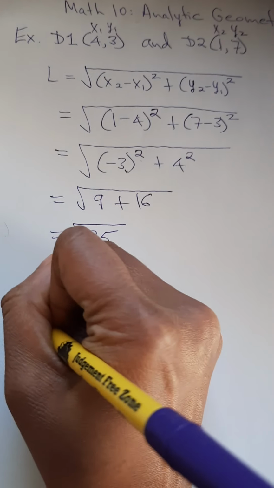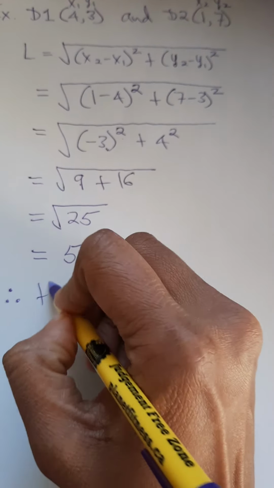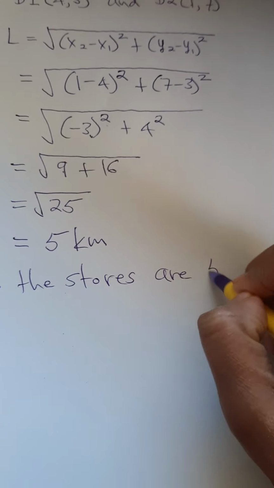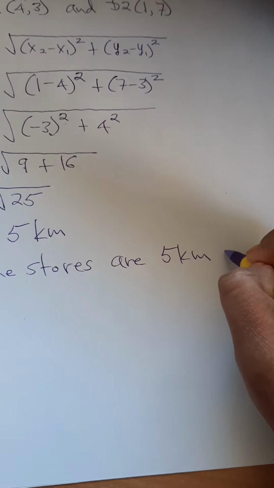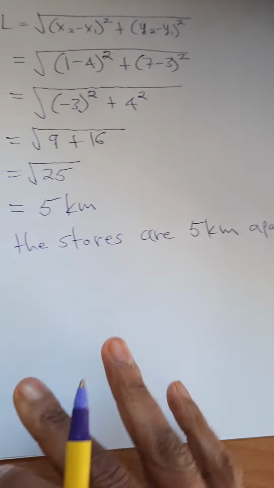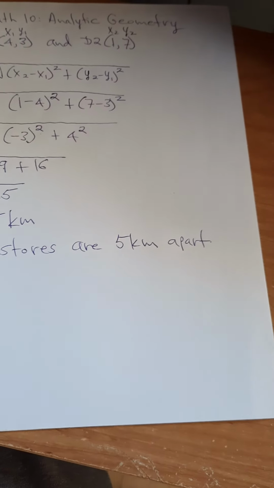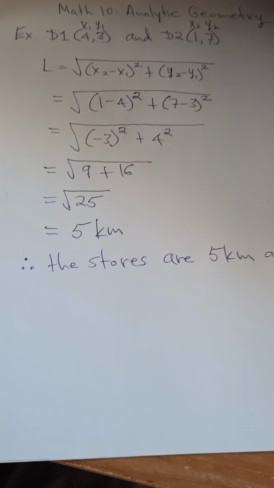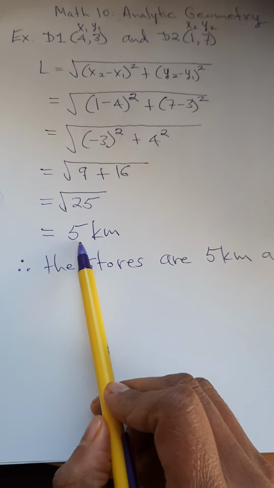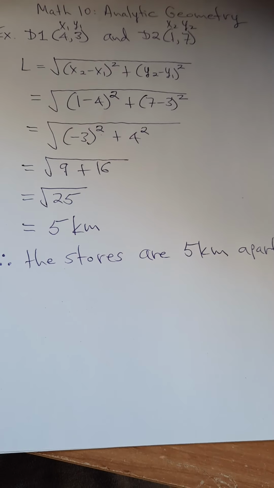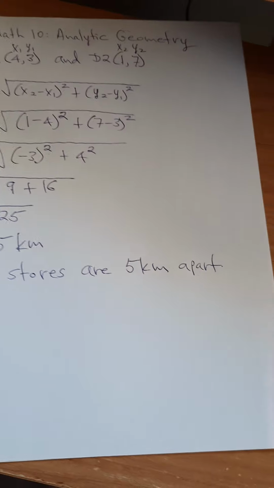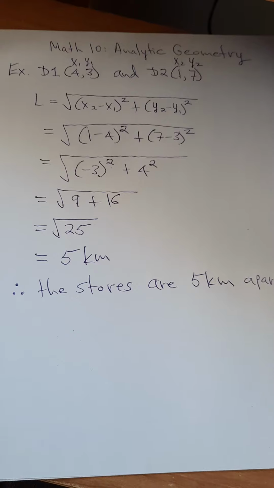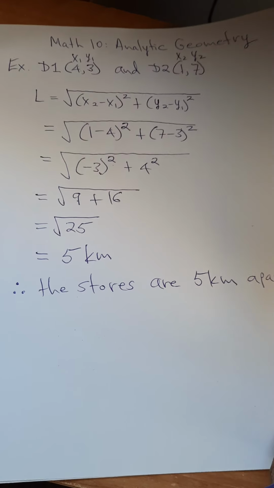Okay, so let's put a therefore statement. So therefore, the stores are 5 kilometers apart. Does everyone see that? All we did here was take our two coordinates and plug them into the formula for the length, and that gives me my answer. In this case, it's a specific example in terms of an application question, and the stores are 5 kilometers apart. Are there any questions here? Okay, so good, that looks good.